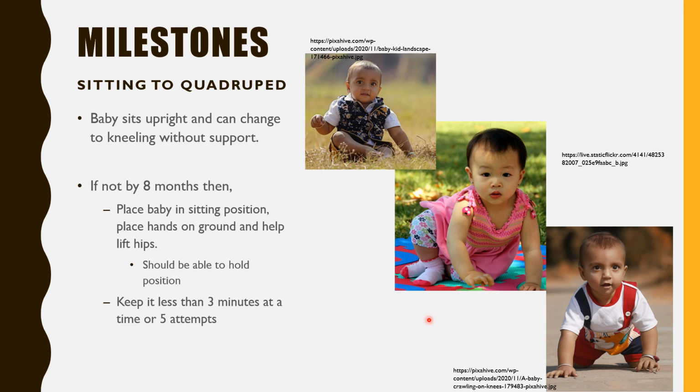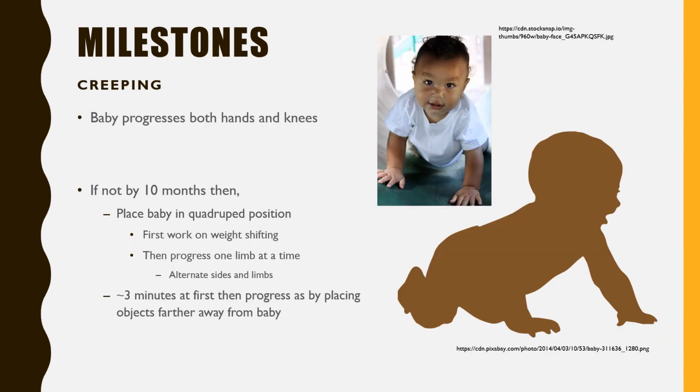What I would do is I would help them bring that opposite arm to the ground, and then I would lift at the hips. Okay, if you facilitate that movement, that will help them learn that they're going to move their hand and lift their hips so they're on their knees. Okay, practice this for no more than 3 minutes. So keep it lower than 3 minutes or 5 attempts. And then if they're not quite getting it, take a break, come back and do it again.